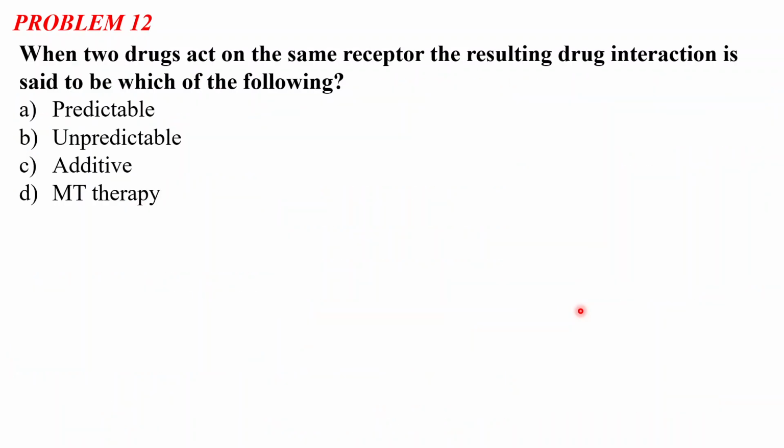Problem number 12 says, when two drugs act on the same receptor, the resulting drug interaction is said to be which of the following? Your options are A, predictable, B, unpredictable, C, additive, and D, empty therapy. Let me know A, B, C, or D. Which of the following will be the correct answer for problem number 12?